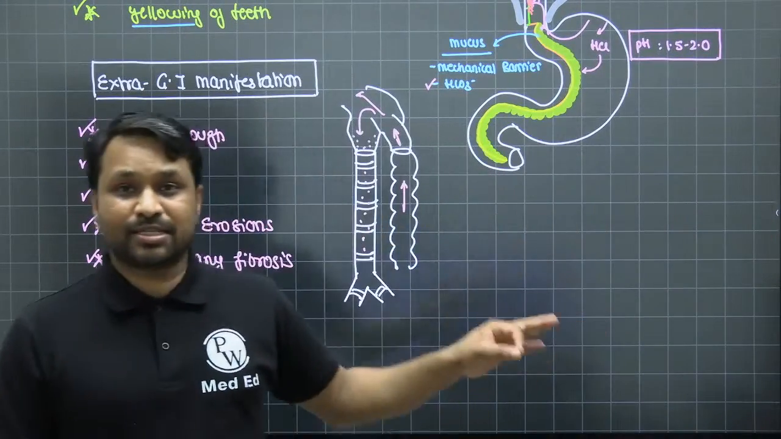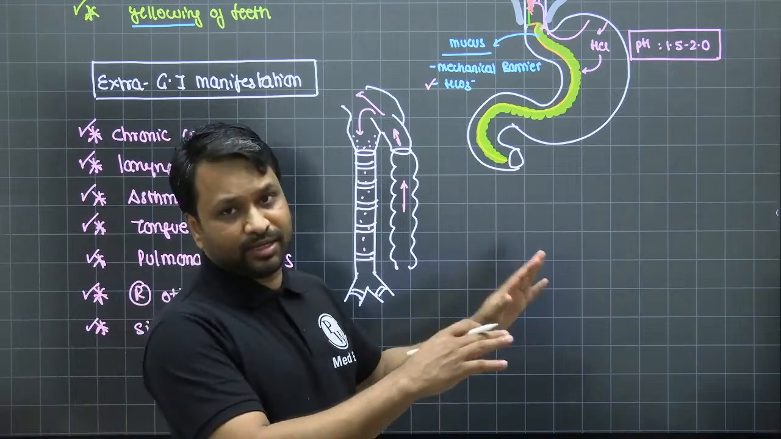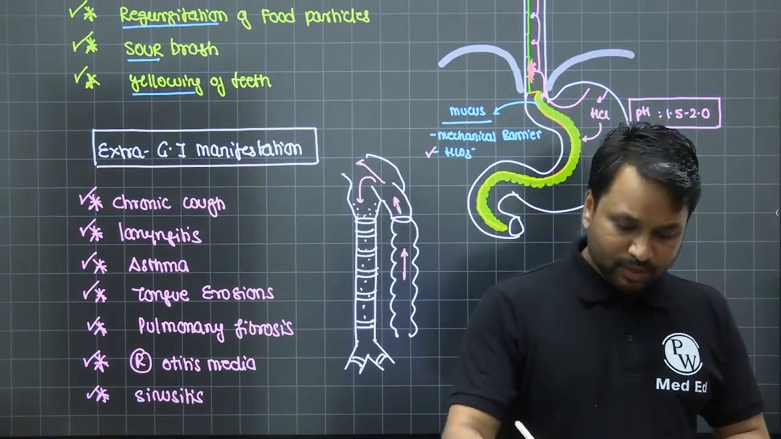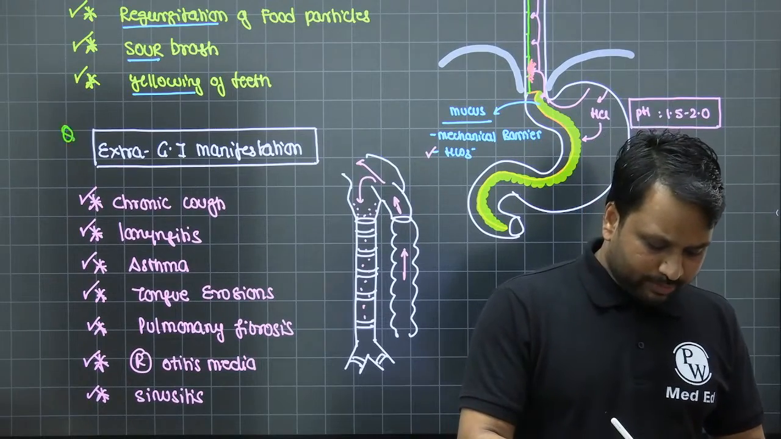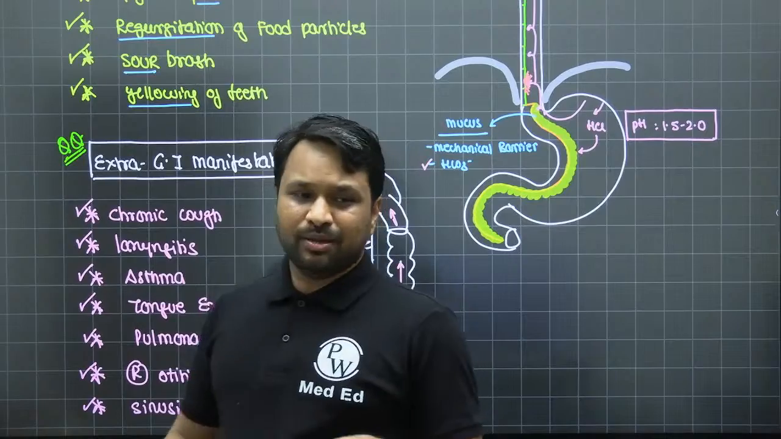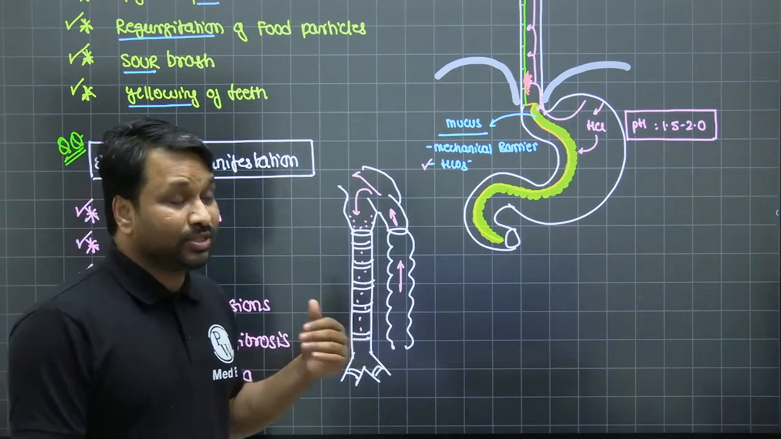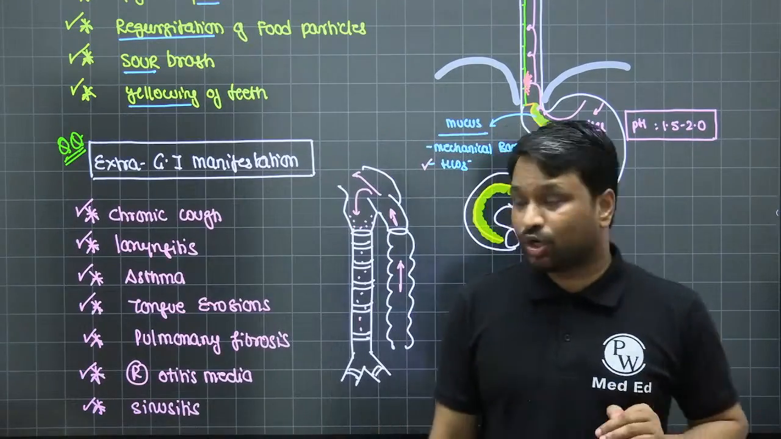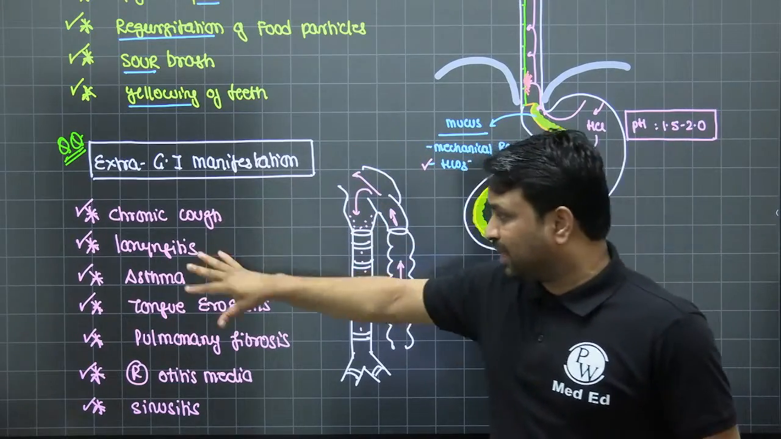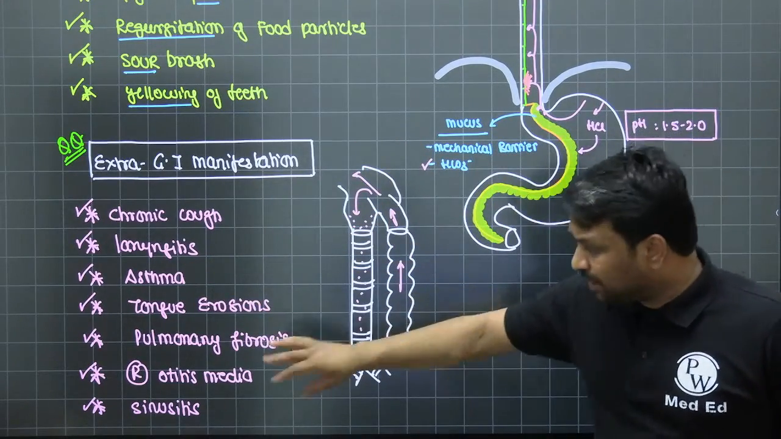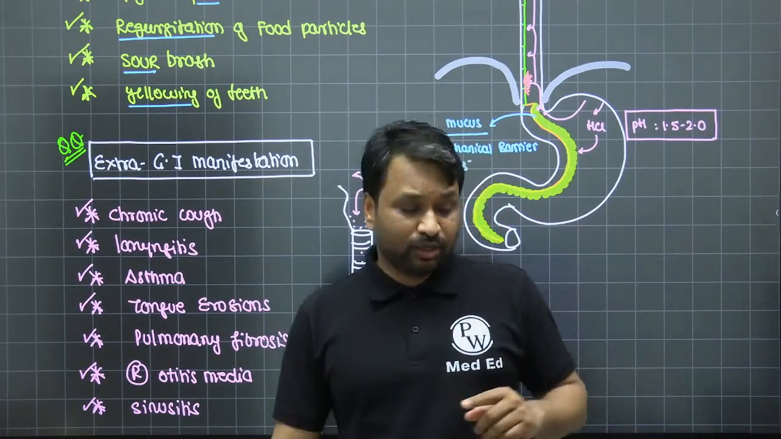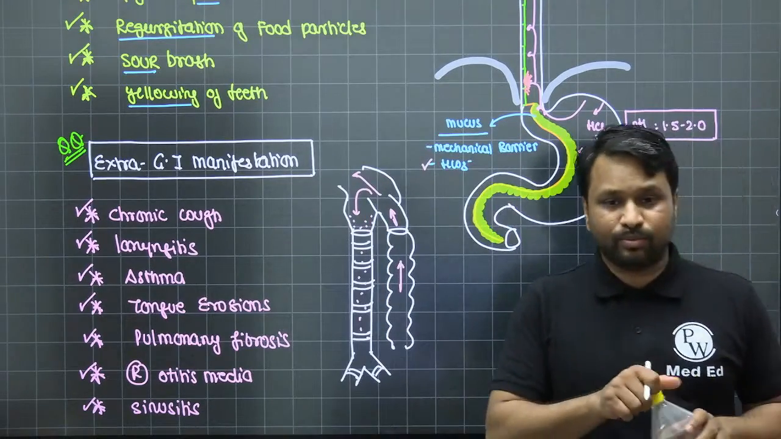Again, this was something that was asked in our recent competitive exam, in your INICET as well. Okay? So make sure such points are important. Everybody concentrates on knowing what's happening in the esophagus, but you should also have a fair idea of what is happening beyond the esophagus for the same disorder. As you know, this is the logical explanation of chronic cough, laryngitis, asthma, tongue erosions, pulmonary fibrosis, recurrent otitis media, as well as sinusitis. Do not ignore these symptoms. They are very, very important.